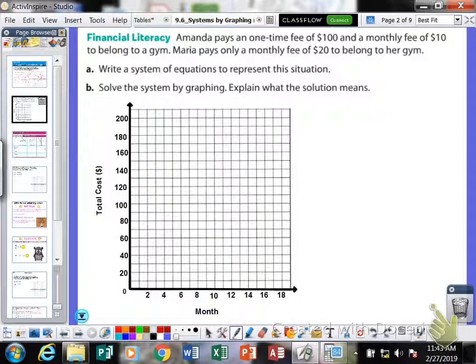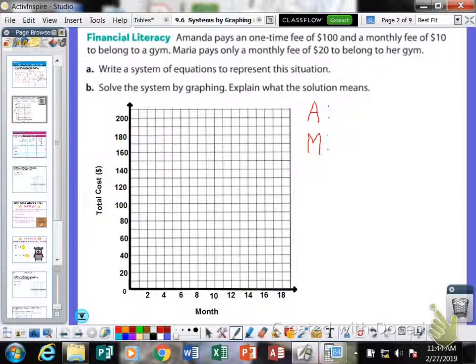Okay, for the next one, it says Amanda pays a one-time fee of $100 and a monthly fee of $10 to belong to a gym. Maria pays only a monthly fee of $20 to belong to her gym. So part A, we want to write a system of equations to represent this situation. Okay, so we know that Amanda pays a one-time fee. So I'll mark it over here. We have Amanda and we have Maria.